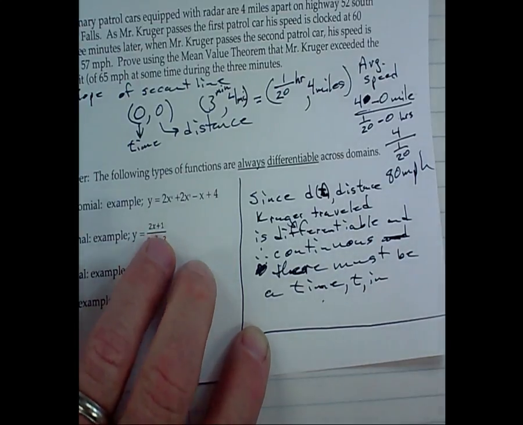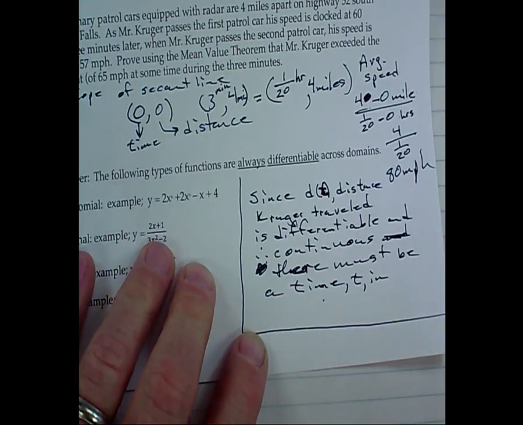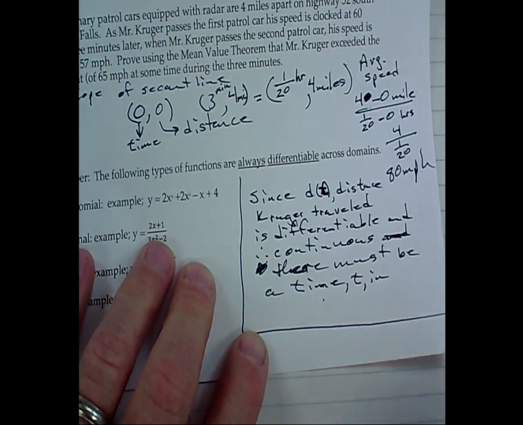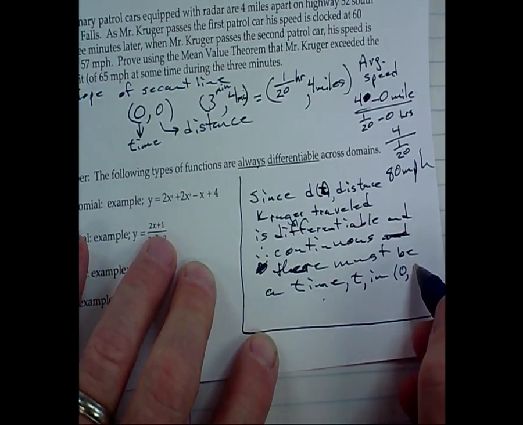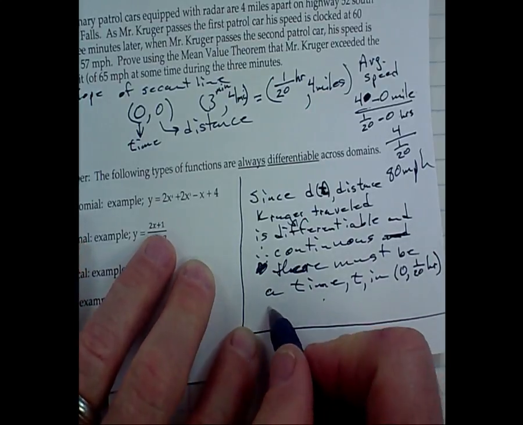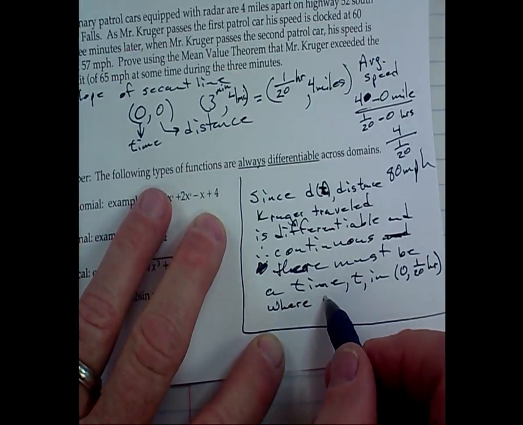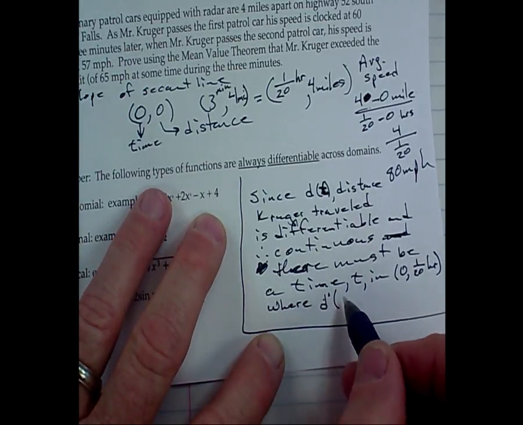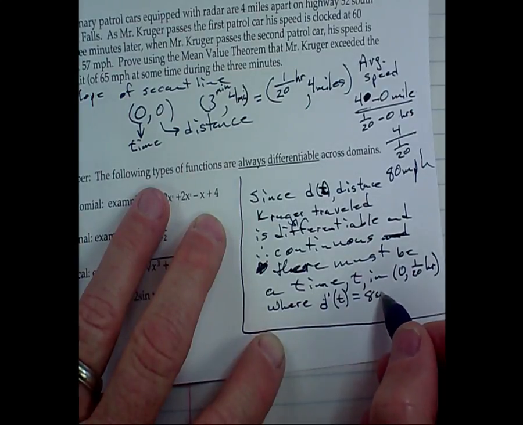In what? Where does my time have to be in? 0 to what? 3 minutes or 1/20th of an hour? Where d prime of t equals what? Equals what? 80 miles per hour.